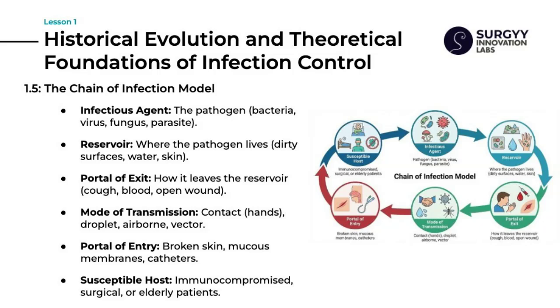an open wound. The mode of transmission describes how it moves, typically through contact via hands, droplets, or airborne vectors. The portal of entry is the way it enters a new person, often through broken skin, mucous membranes, or catheters. Finally, the susceptible host is the person at risk, particularly immunocompromised, surgical, or elderly patients.